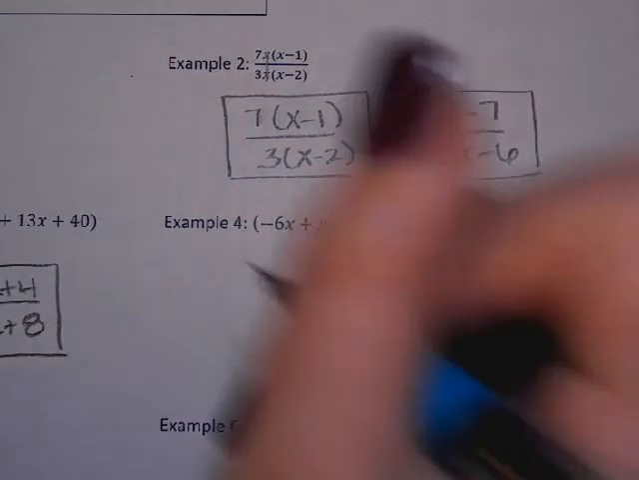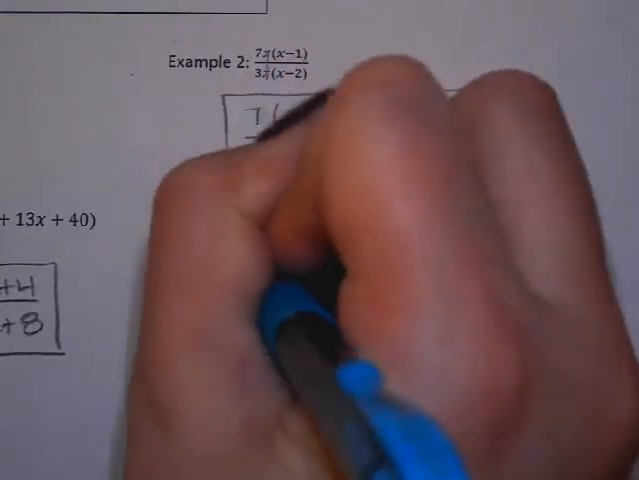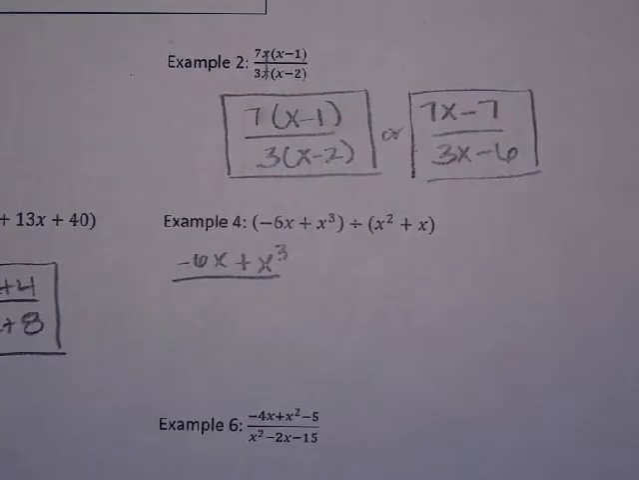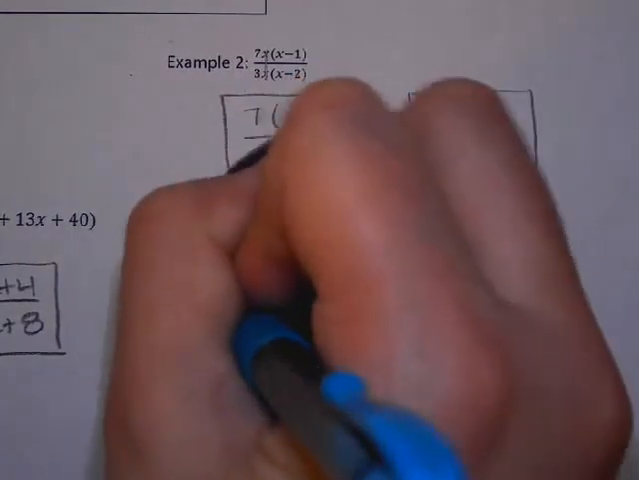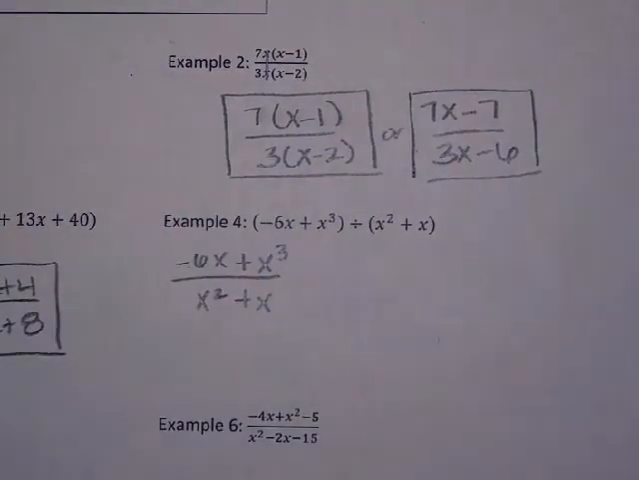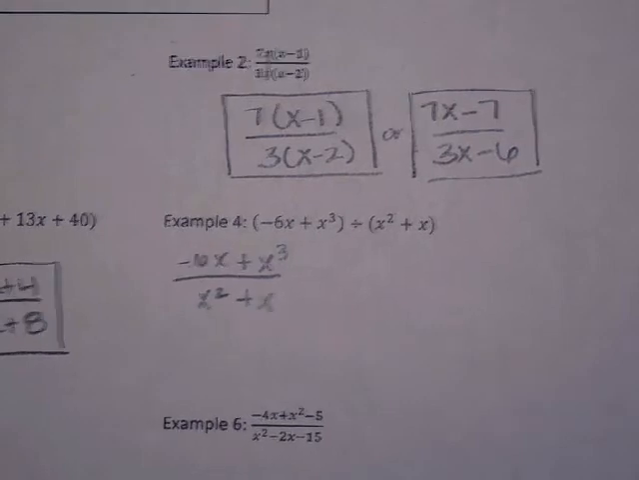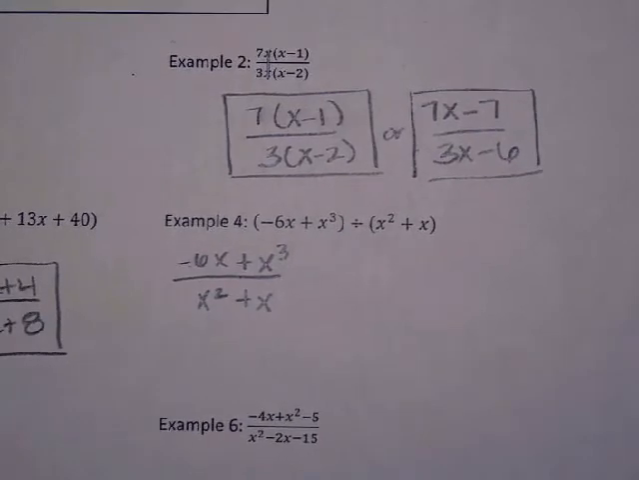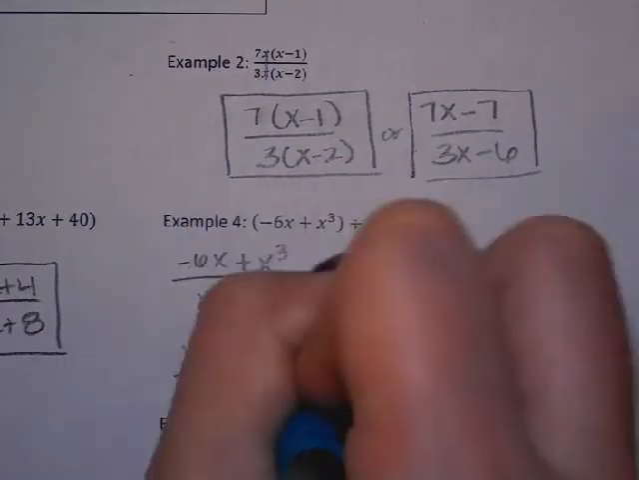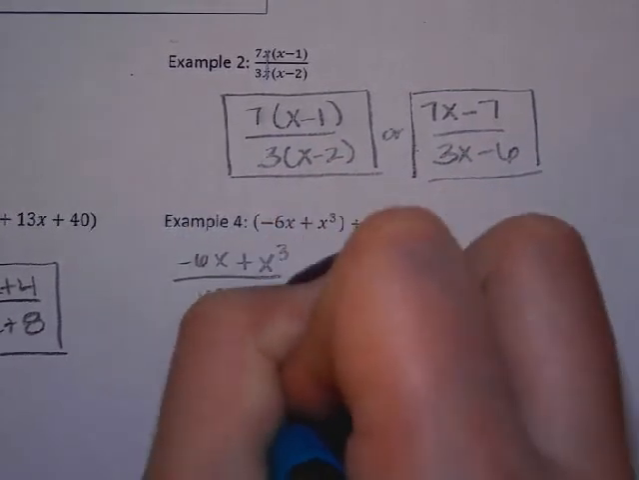We write it as a fraction. So we got negative 6x plus x to the third divided by x squared, or sorry, x squared plus x. Now, step 2 says to put them in descending order. They are not currently in descending order. The top has an x to the 1 power and then an x to the third power. So what we're going to do next is say this is x to the third minus 6x divided by x squared plus x.